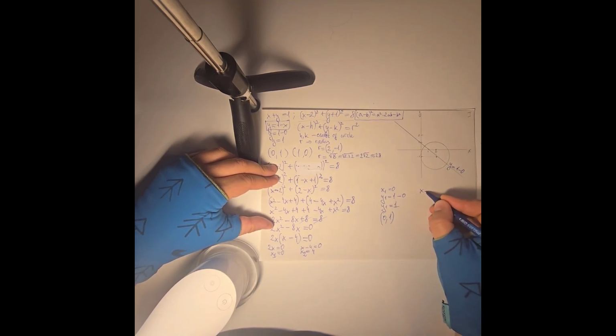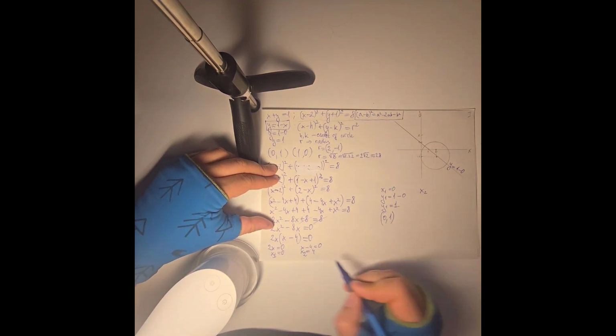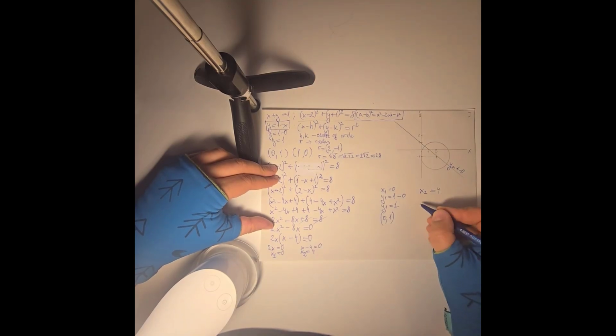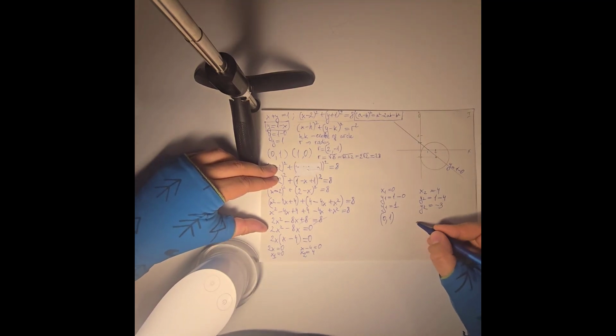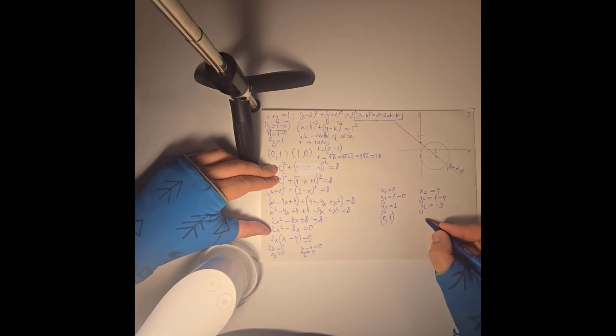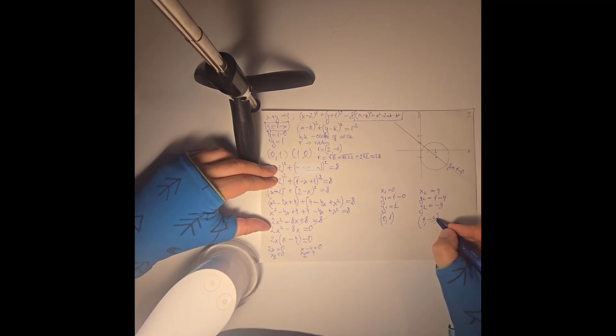For x2 equaling 4, here y2 would be equaling 1 minus 4. y2 would be equaling to, I would say, minus 3. So what can we do here? 4 and minus 3 is the second intersection.